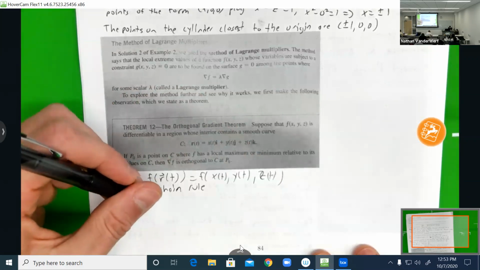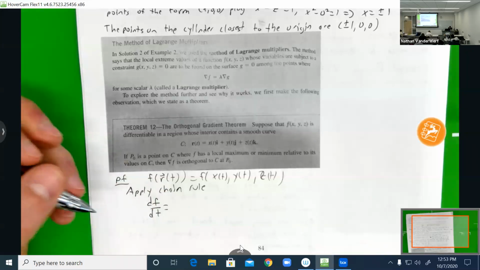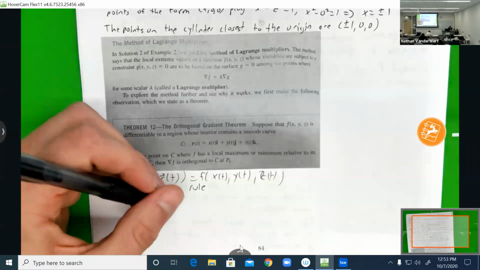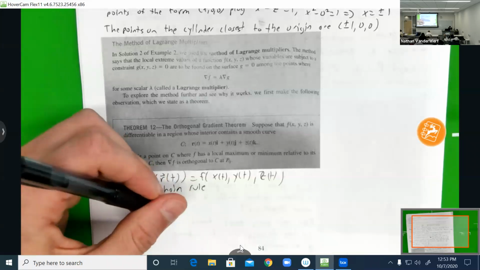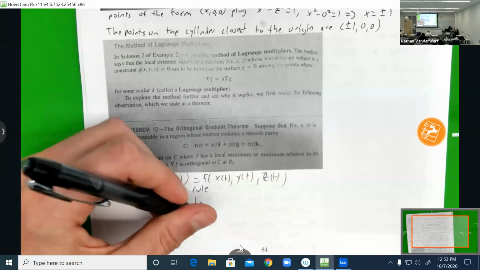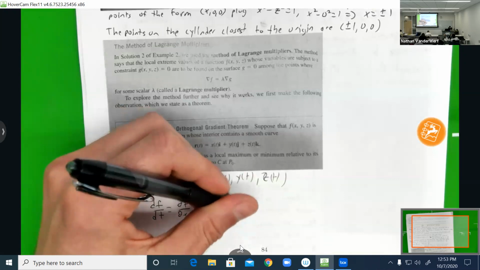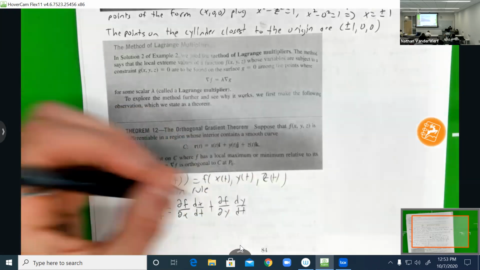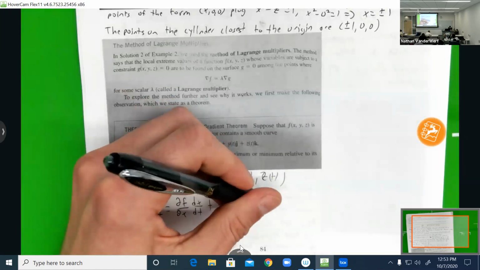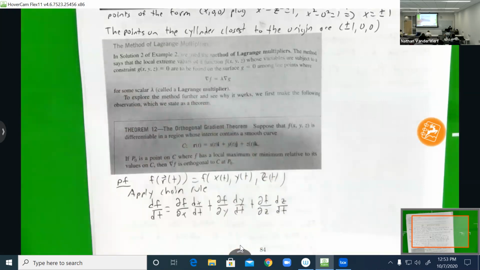So if we did that, we have df over dt. And now we employ the chain rule from chapter 4, which says that this is partial f over partial x, dx over dt, plus partial f over partial y, dy over dt, plus partial f over partial z, dz over dt.